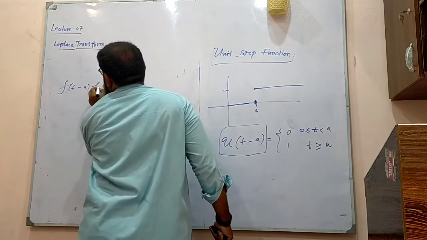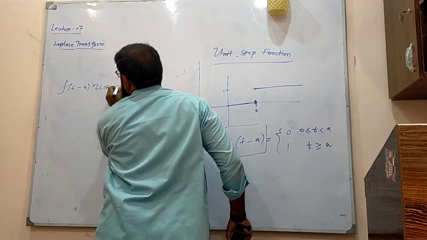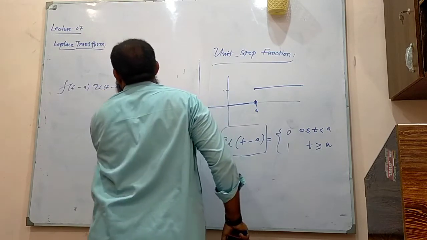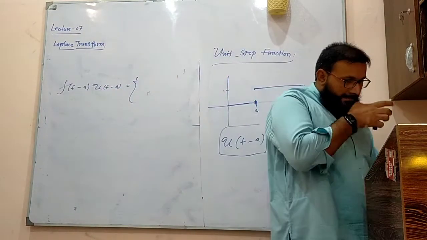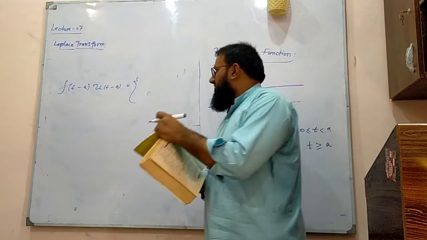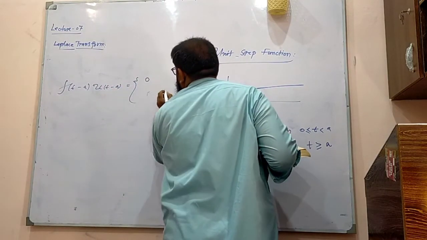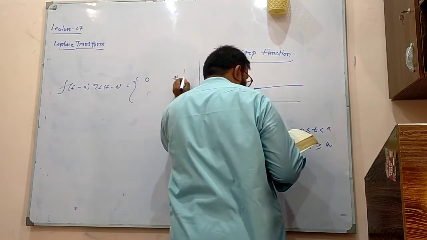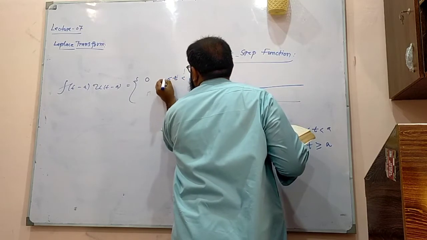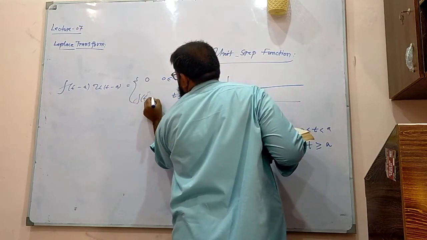Now you are going to multiply any function with this unit step function. Then what happens? You are multiplying any function with this unit step function. Then the value of the function will be 0 when t is between 0 and a. After a, this is equal to f of t minus a.